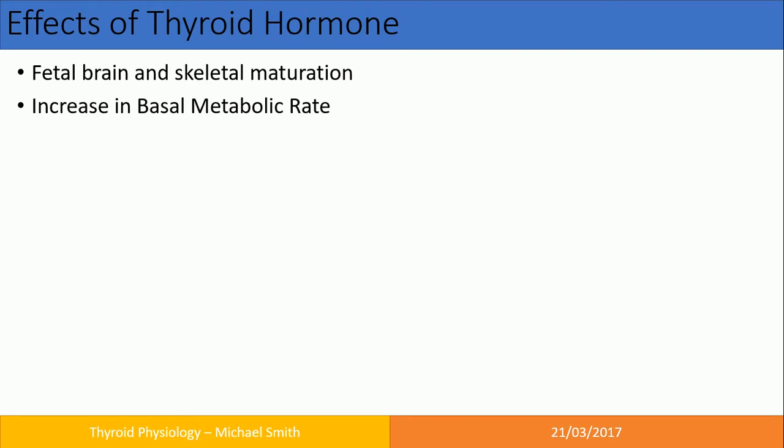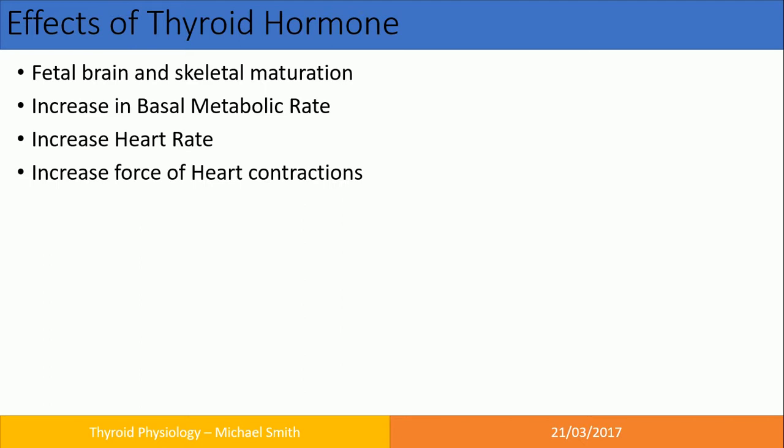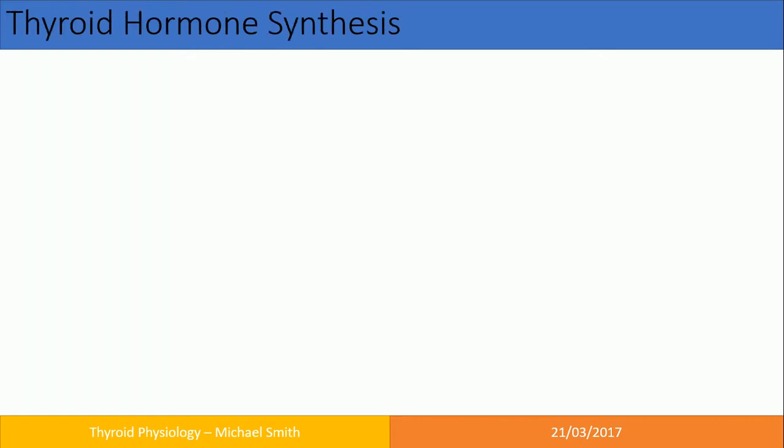They increase your basal metabolic rate, which is why hyperthyroidism results in a very high basal metabolic rate, and so loss of weight, whereas hypothyroidism leads to gain of weight. And increased heart rate, increased force of heart contractions, and they stimulate gut motility. So these can help you understand some of the symptoms that are seen in hypo and hyperthyroidism.